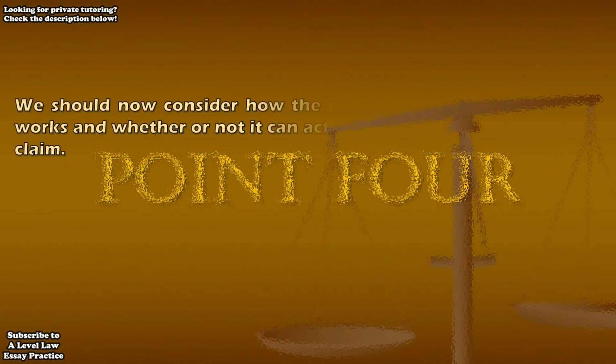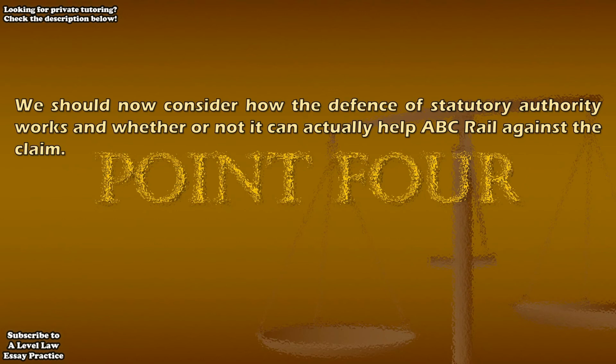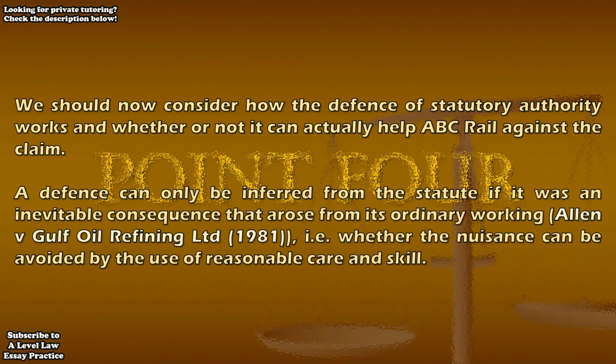With that in mind, we should now consider how the defense of statutory authority works and whether or not it can actually help ABC Rail against the claim. One thing to note is that a defense can only be inferred from the statute if it was an inevitable consequence that arose from its ordinary working, i.e., whether the nuisance can be avoided by the use of reasonable care and skill.